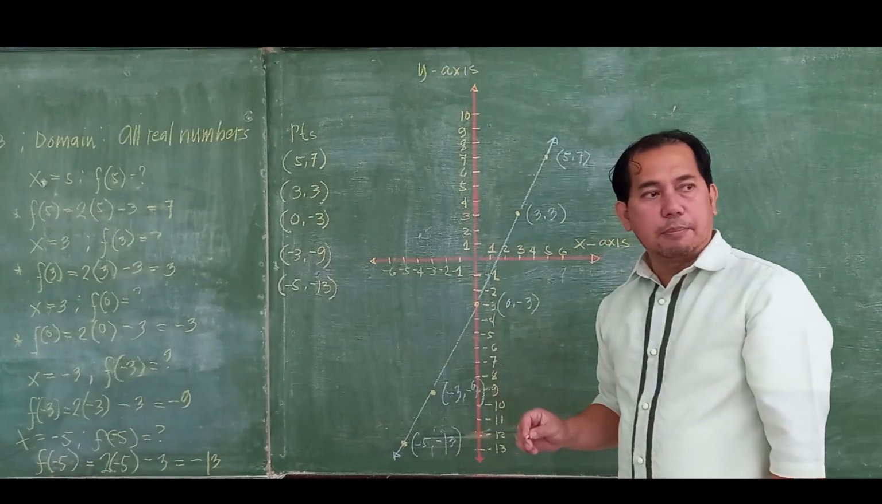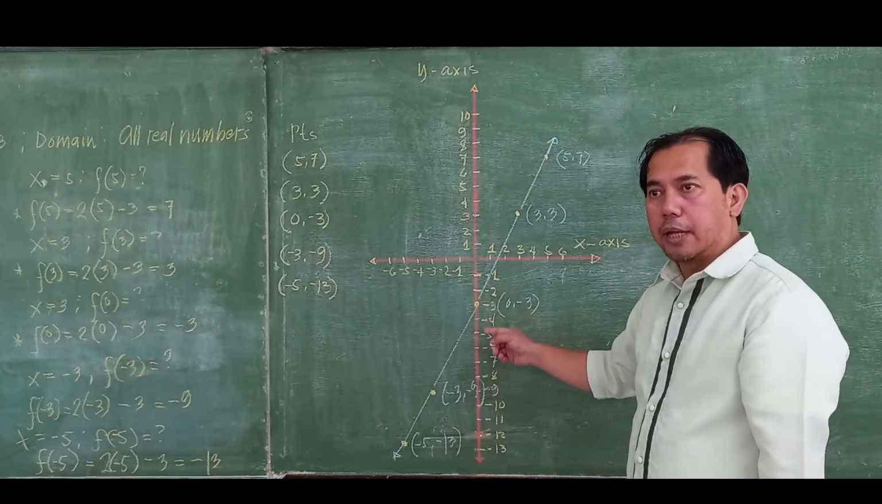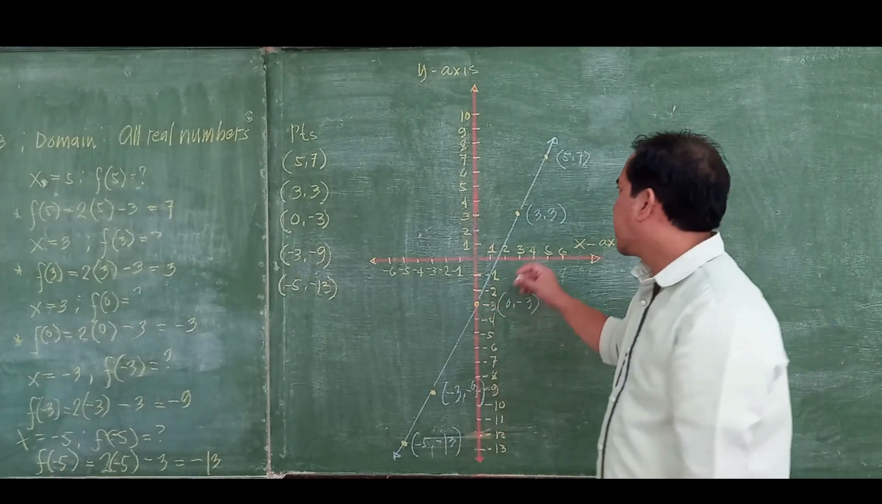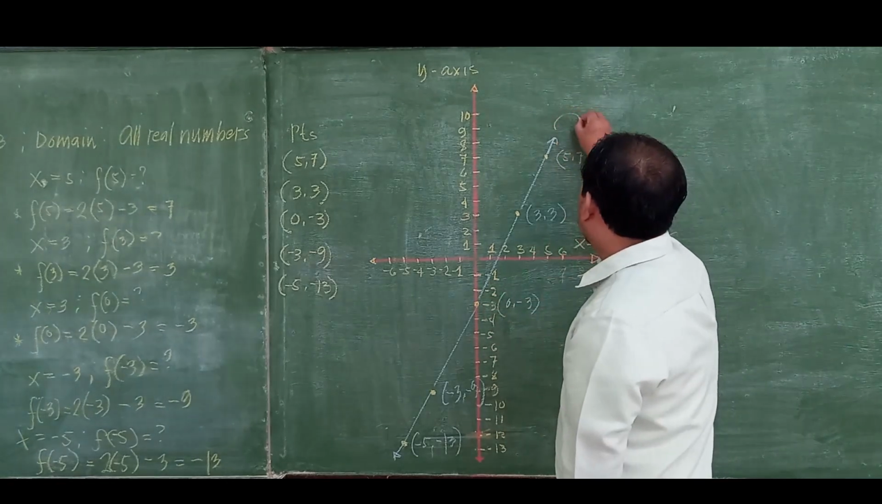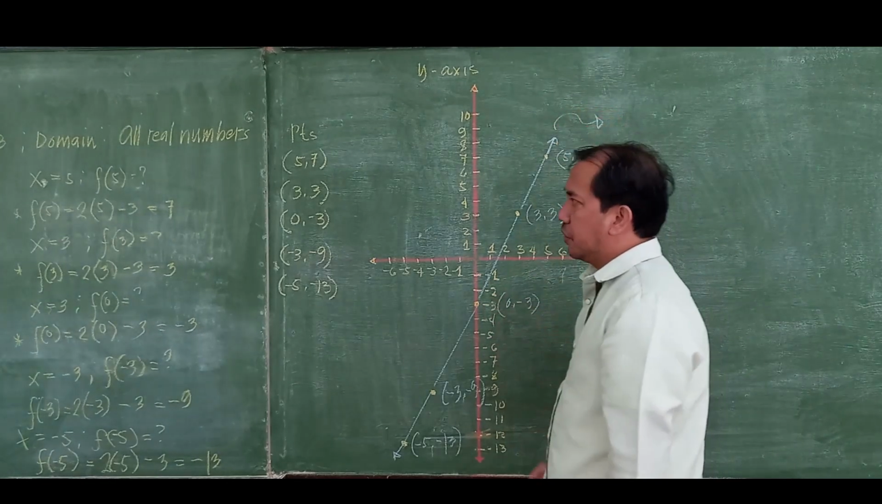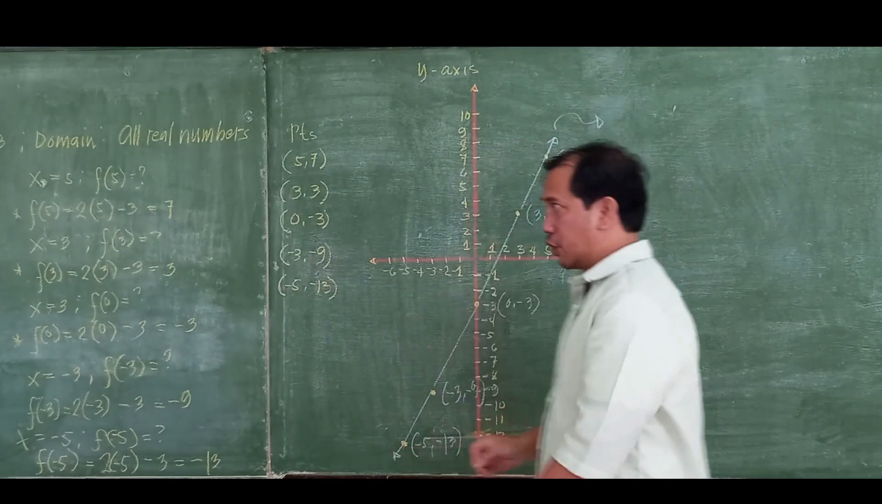Now after labeling the points, label the line or name the line. So what is the name of the line? The name of the line is always the function. What is the function that we have?